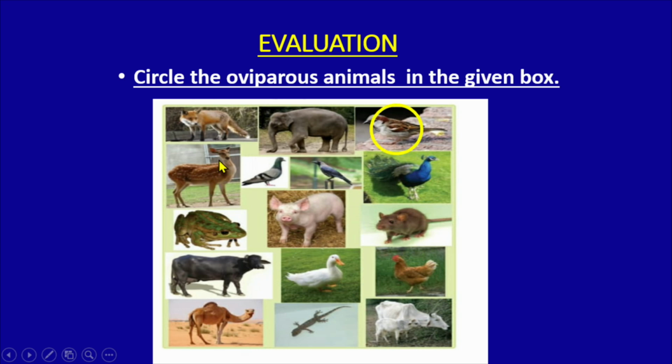Deer is a viviparous animal. Pigeon is an oviparous animal. Crow, peacock, frog. Pig is a viviparous animal. It gives birth to young ones. Rat also. Buffalo, it is a viviparous animal. Duck is oviparous. Hen is oviparous. Camel is viviparous. Lizard is an oviparous animal. Circle it. And cow, you can see here a calf. So, it is a viviparous animal. That is good, children. You have understood very well.